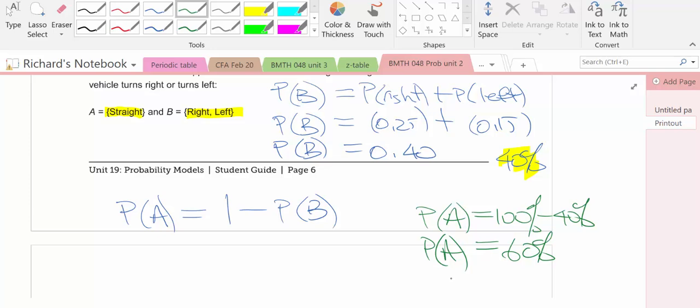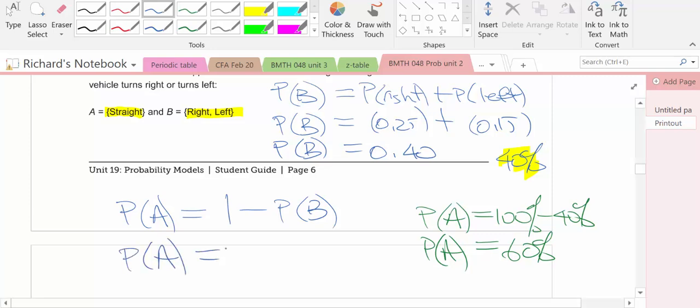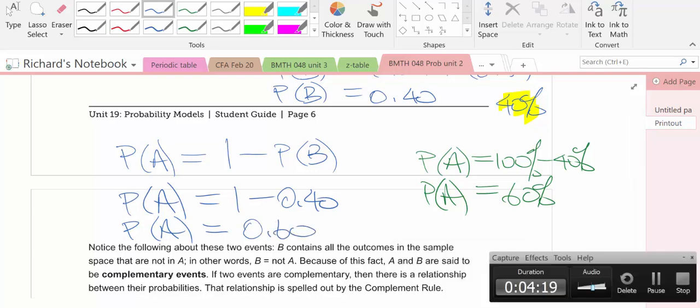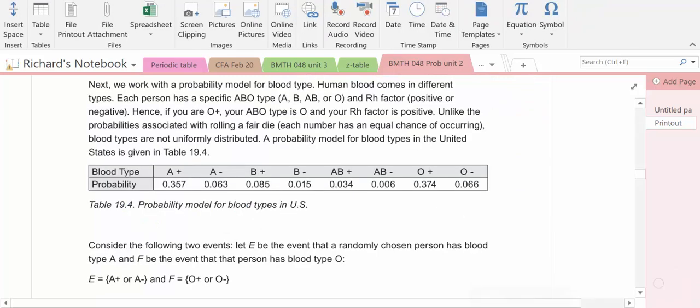However, with our probability calculations, we're not actually going to work with percents with a percent sign. We're going to work with the decimal form of the percent. So the probability that event A occurs is 1 minus the probability that event B occurs. Event B, we figured out in the first step of this situation. The probability that event B occurs, where the car goes either right or left, is 0.40. So the probability that event A occurs is 1 minus 0.4, which is 0.6, or 60%. This is known as the complementary rule.